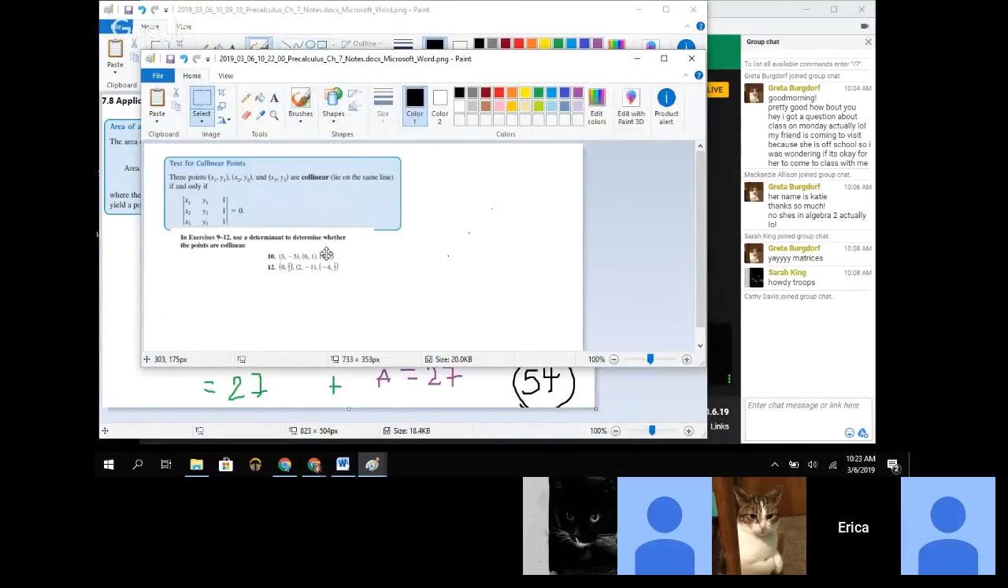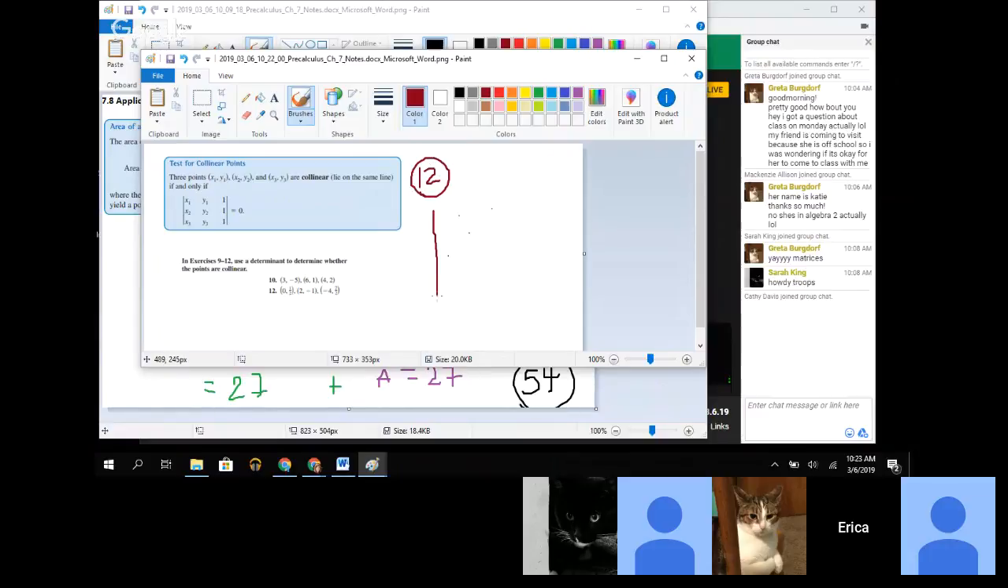All right, so let's take number 12. If I wanted to tell if the points in number 12 are collinear, I will make a matrix with the points. So I've got 0, 1/2, 1, 2, -1, 1, and -4, 7/2 and 1. If I take that determinant and it equals 0, then these points are collinear.